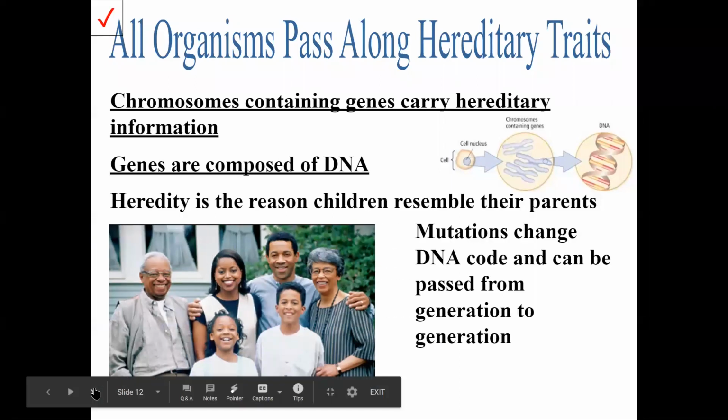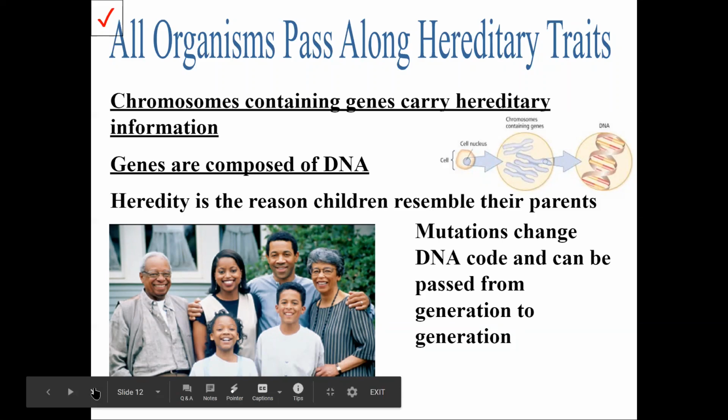And the next thing is mutations. Mutations change the DNA code and can be passed from generation to generation. For example, when you have two brown-eyed parents, most likely they will produce a child with brown eyes, because their DNA contains those genes, and those genes will be passed on to the children. So the children will have those genes that code for brown eyes.